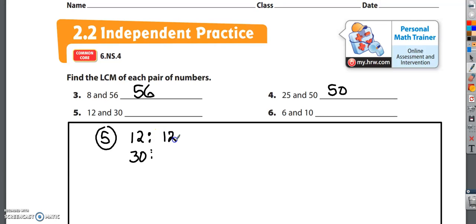We get 12 times 1 is 12. 12 times 2 is 24. 12 times 3 is 36. We shot right past 30. So now what I'm going to do is I'm going to do a couple of my 30s. 30 times 1 is 30. 30 times 2 is 60. And I suspect that's going to be the answer.